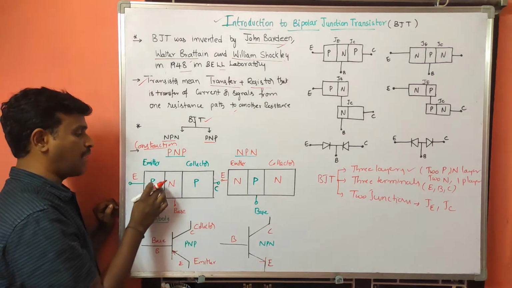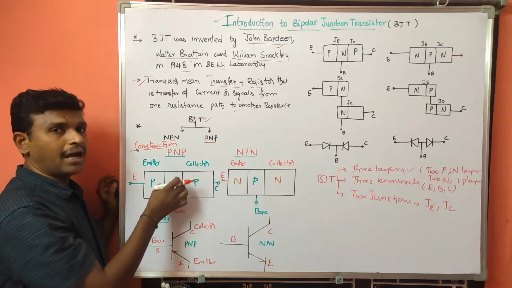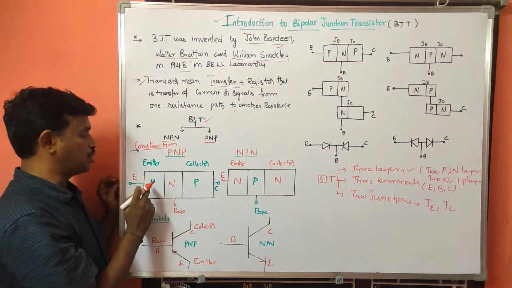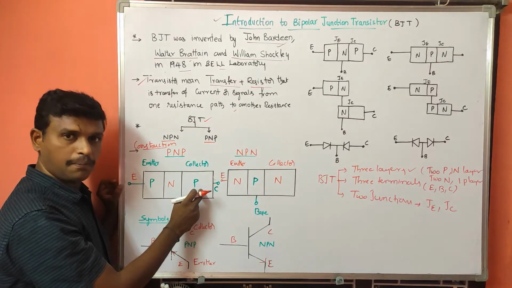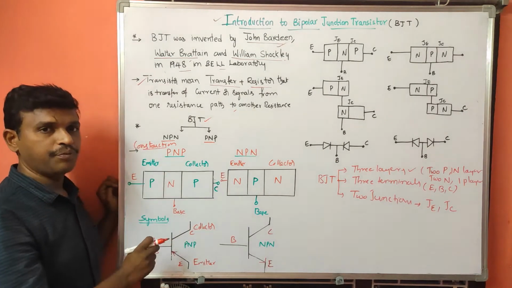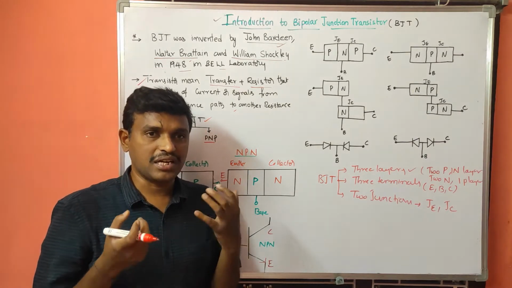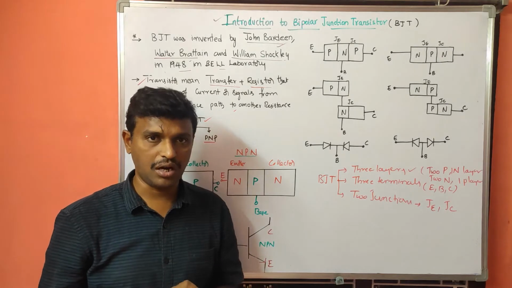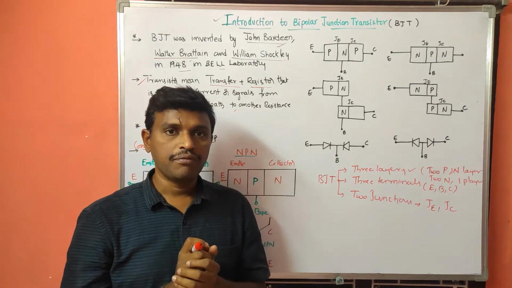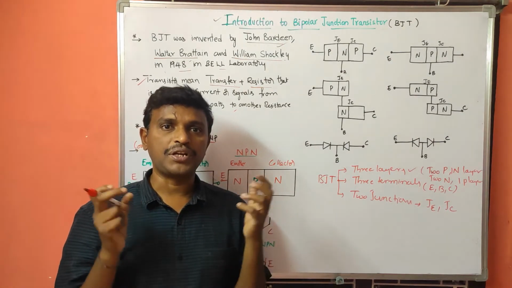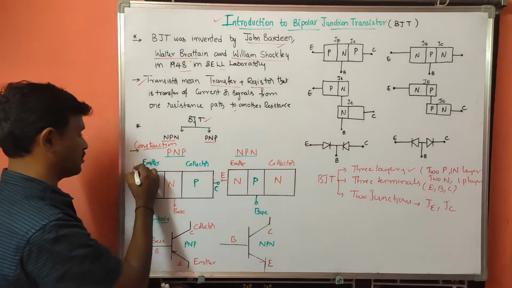Okay, on the outer sides I am adding acceptor atoms, and in the middle I am adding donor atoms, so that this material becomes P, and this one also becomes P, and here we have N. Another way to describe the construction of a PNP or NPN transistor is that sandwiching an N-type material between two P-type materials will form a PNP transistor.